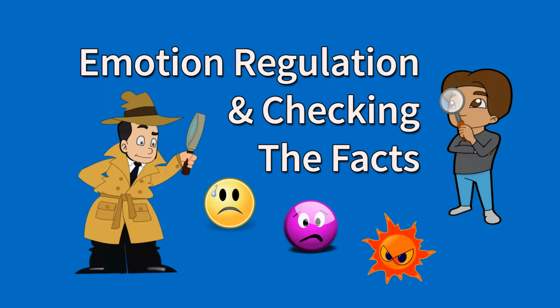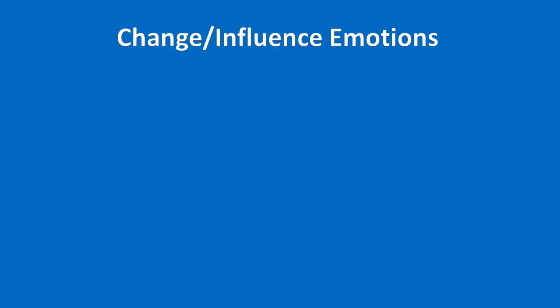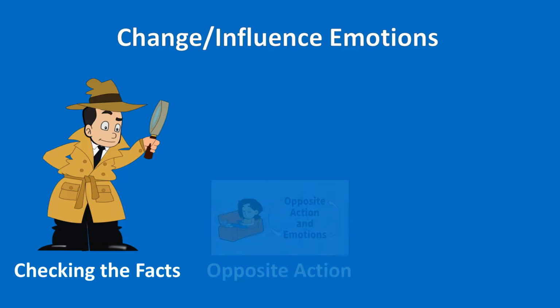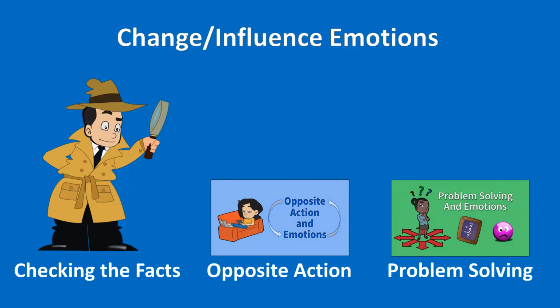In dialectical behavior therapy, there are three main skills that we can use to help us change, or I prefer the term influence, our emotions and how we feel. Checking the facts, opposite action, and problem solving. In this video, we're going to learn how to check the facts, and in an upcoming video, we'll look at problem solving, and I already have a video on opposite action.